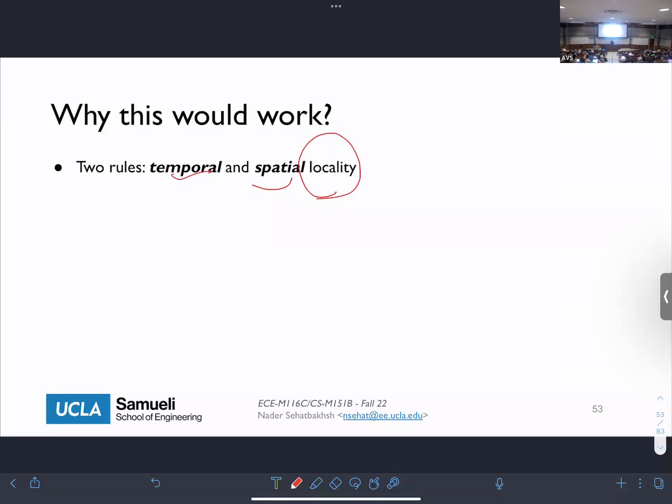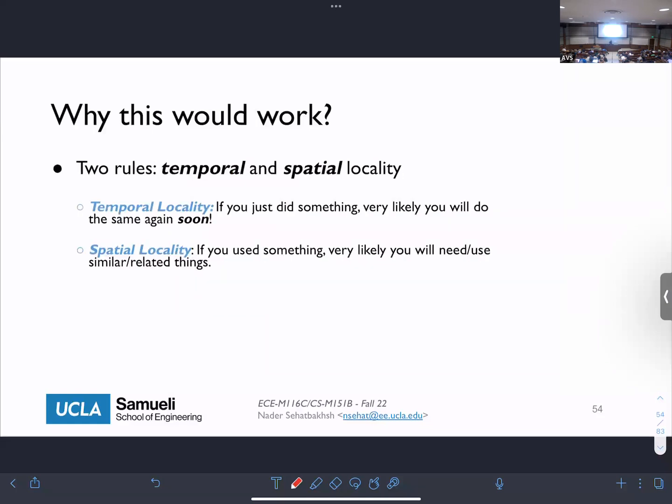We call them locality, which means that there is some sort of correlation between instructions that are close to each other, either location-wise, like the PC and the next instruction, or over time. So you will have what's called temporal and spatial locality. Temporal locality says that if I do something, it's very likely that in the future I'll do the same thing over and over again.